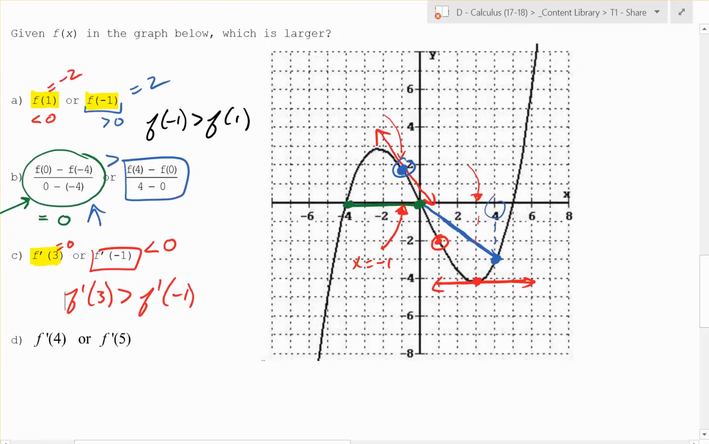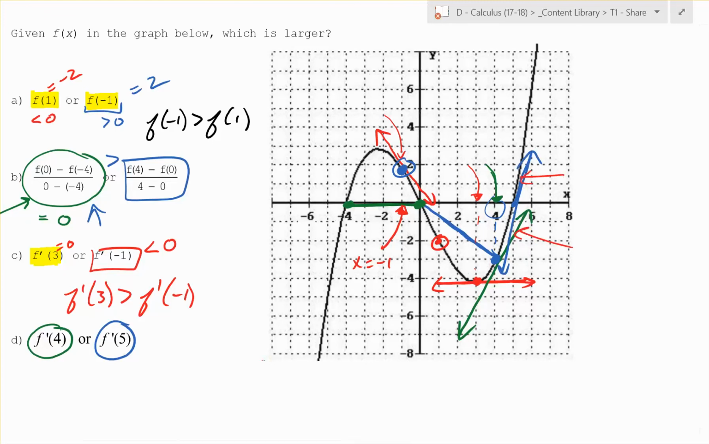What about f prime of 4 and f prime of 5? These are the rates of change at 4 and at 5. So the rate of change at 4, where is x equal 4? X equals 4 right there. So we go to this point and draw the tangent line right here. Well, it's pretty positive. What about at 5 right here? If we go to 5, what looks steeper? This green line or this blue line?